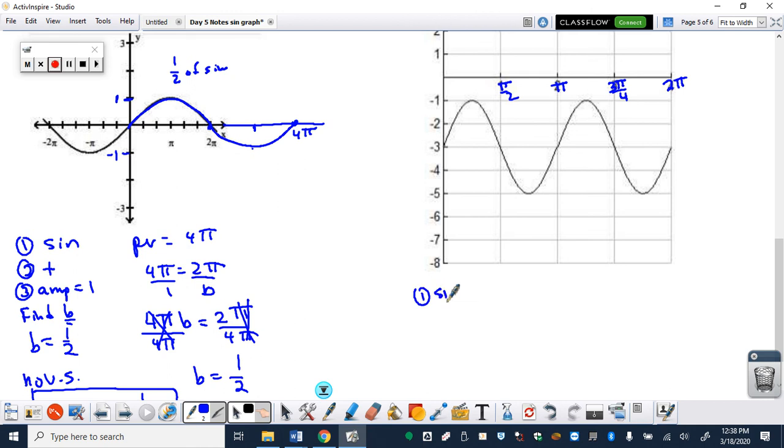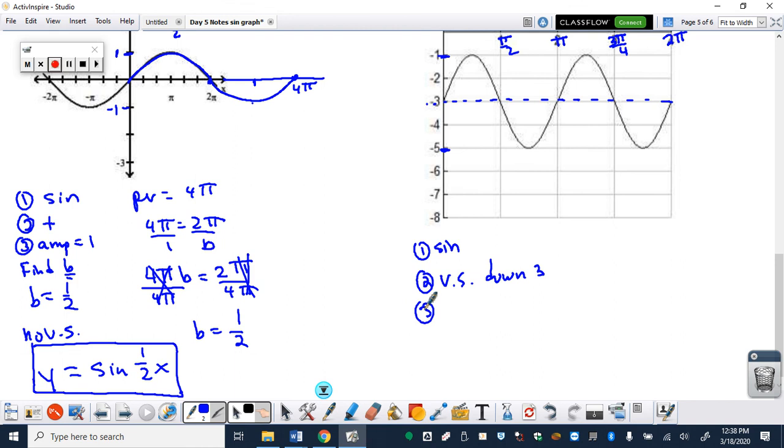First of all, we see that it is a sine curve. I see there's a new midline, so we have a vertical shift. Looks like down 3. And from there, we can calculate amplitude. Notice that our high is at -1, our low is at -5. How many away from -3 is that? That's going to be 2. So the amplitude is 2. It's a positive sine curve because we're going up instead of down.